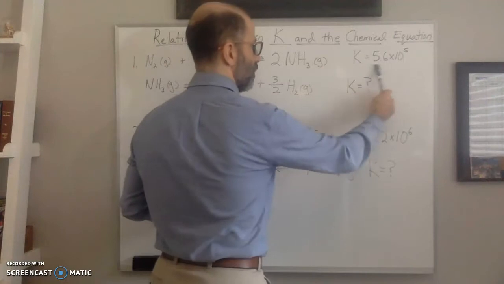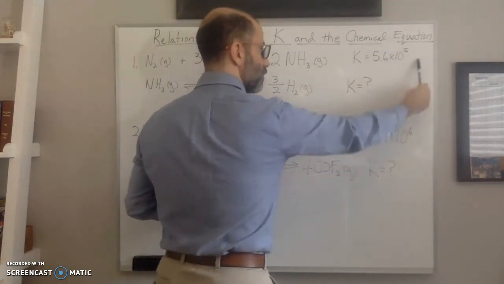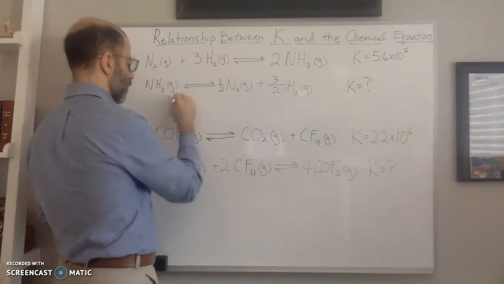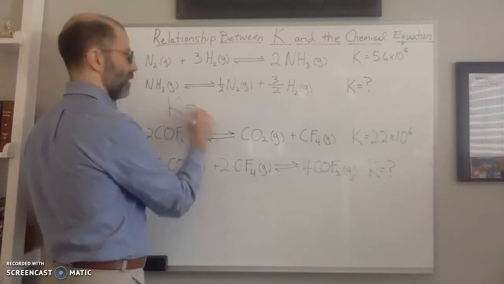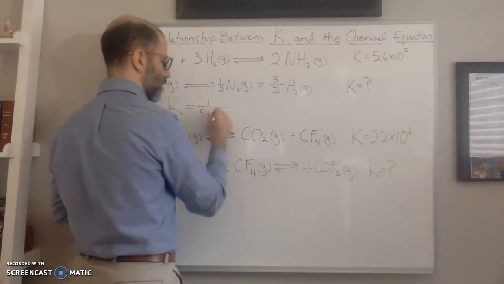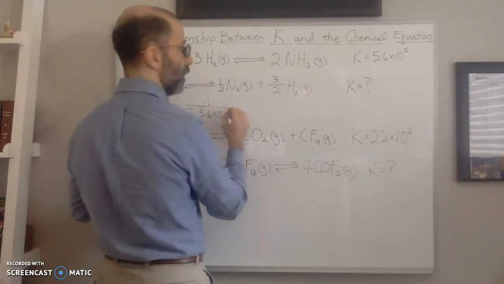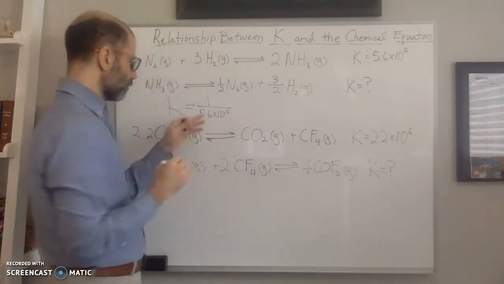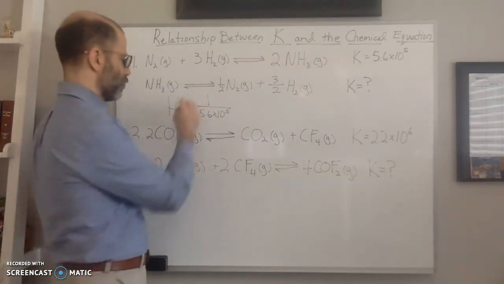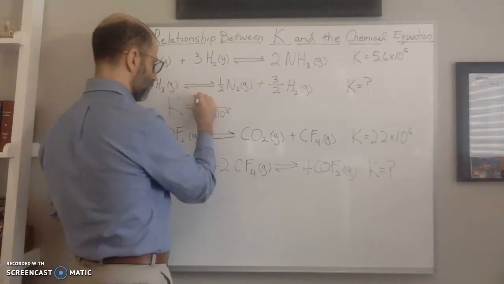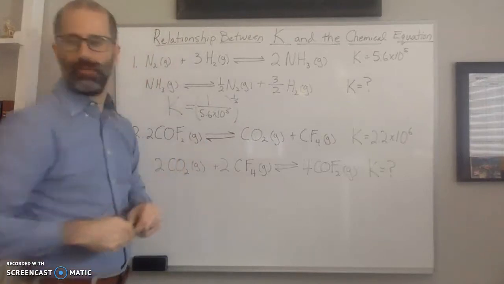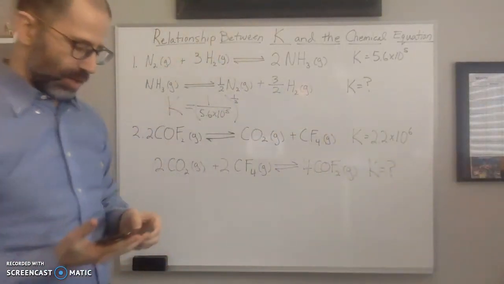So to get my answer, the new equilibrium constant is going to be 1 over 5.6 times 10 to the 5 power. So I took the reciprocal of that one, and not only that, but I'm going to have to raise this to the 1/2 power, which is the same as square rooting.